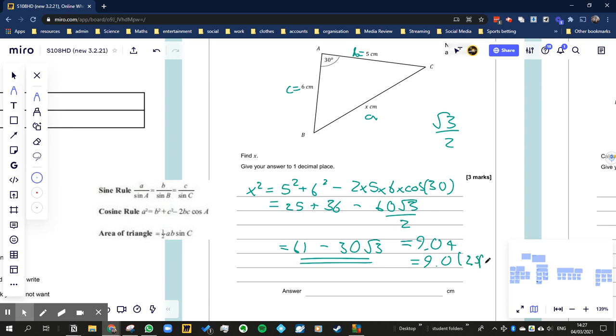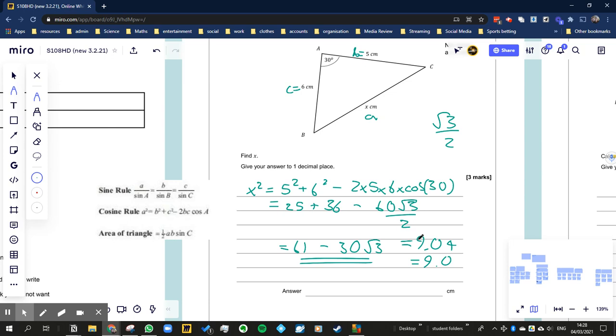Oh, it says to 1 decimal place. Oh, I've done it to 1 decimal place anyway. It's the same thing. So, right, it's 9.0 to 1 decimal place. So let's check to see if I've got that right, if I just did it without this root 3 business.